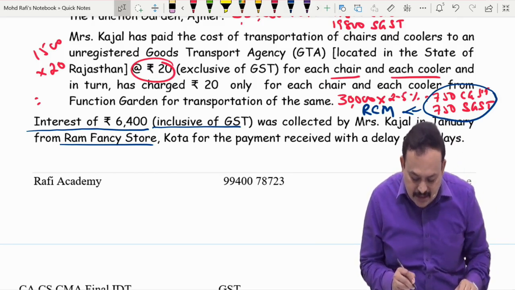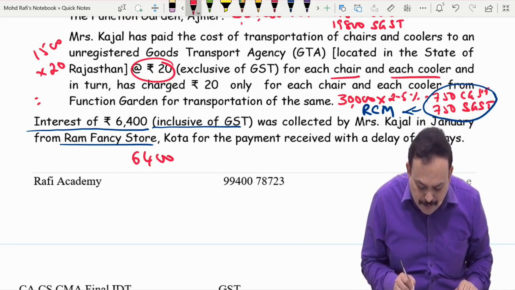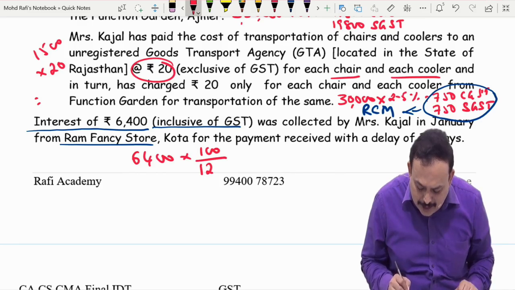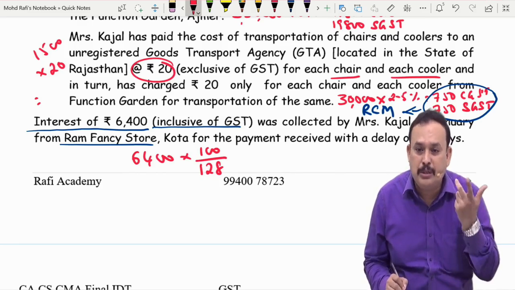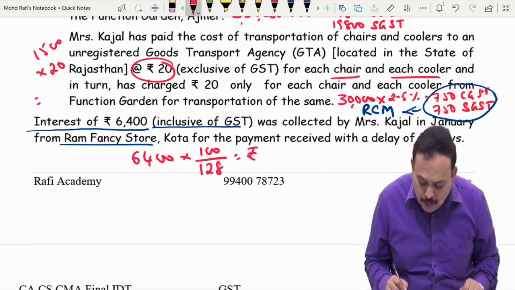Therefore, 6,400 inclusive of GST. Therefore, 100 divided by 128%, because 14% CGST, 14% SGST. How much comes? Rupees 5,000. This 5,000 is a taxable supply.